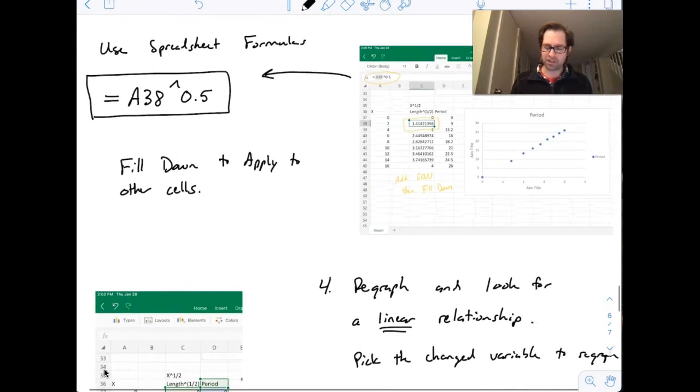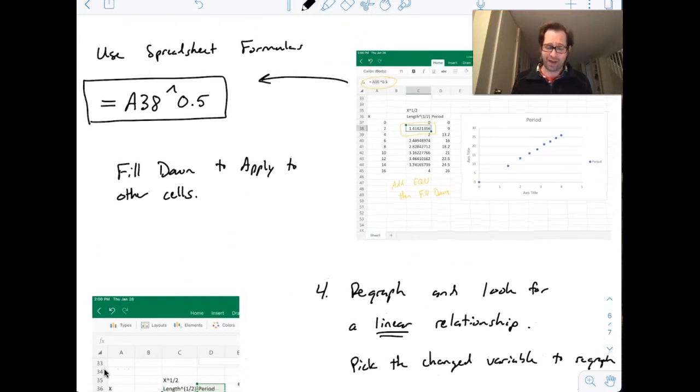So how do I do that in a spreadsheet effectively? Well, you can use formulas, and if you haven't used formulas before, this is pretty easy to do. Set equal in your cell, and then tell the cell what to do. A38 is the data from column A, row 38. So in this case, it's taking that x data, and it's going to take the square root of it. This is computer language for the square root: to the power of a half is the same thing as a square root. And then I can fill down into the other cells. I've already done that here, so those values are already added in.